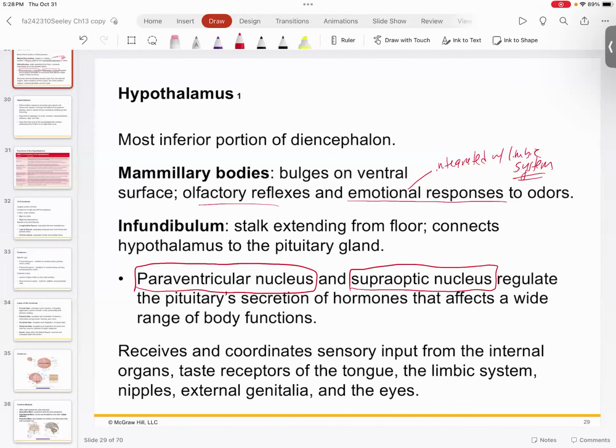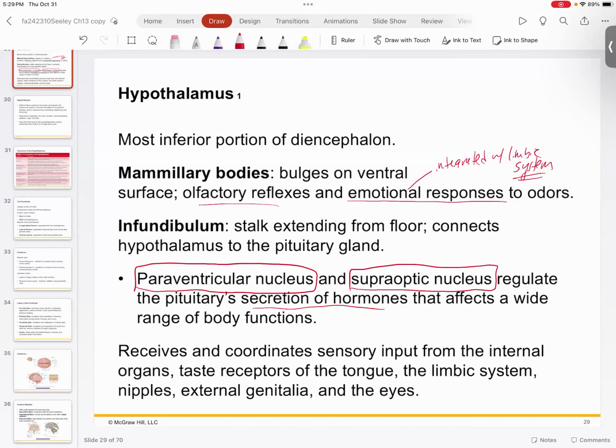Because together, these will secrete hormones that are part of the endocrine system that will often have broad effects in the body. So just like the nervous system is regulating the body for short-term responses, the endocrine system regulates the body for long-term responses. And so the paraventricular nucleus and the supraoptic nucleus are actually responsible for making a couple of hormones that the pituitary will then release. And so these guys are important.